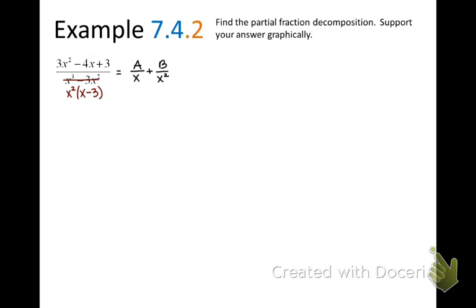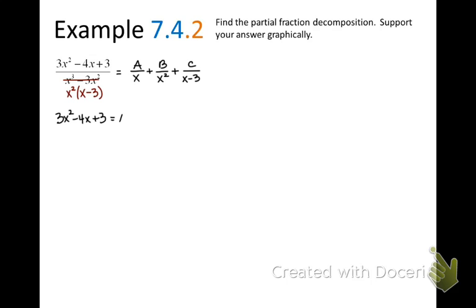Okay, am I done? What else do I need? Yep, plus c all over x minus 3. Now that only had a power of 1, so I should only have one fraction for it. All right, so now we start to do the clearing the fraction. So on this side, you should always be clearing that whole denominator, which should just leave you with your original numerator. So that will be 3x squared minus 4x plus 3.